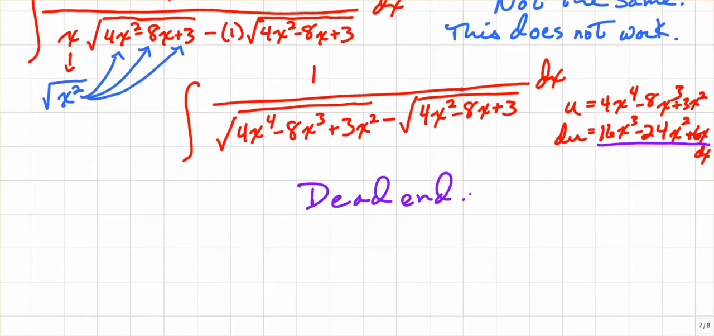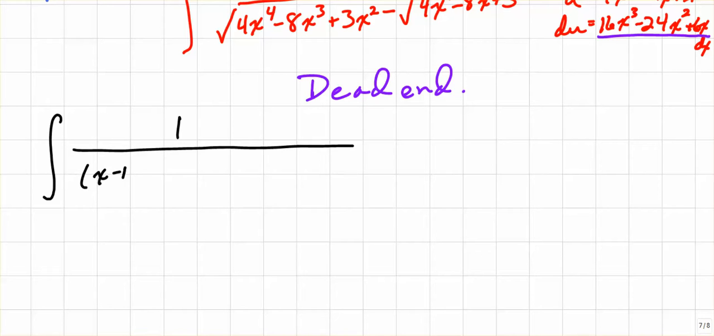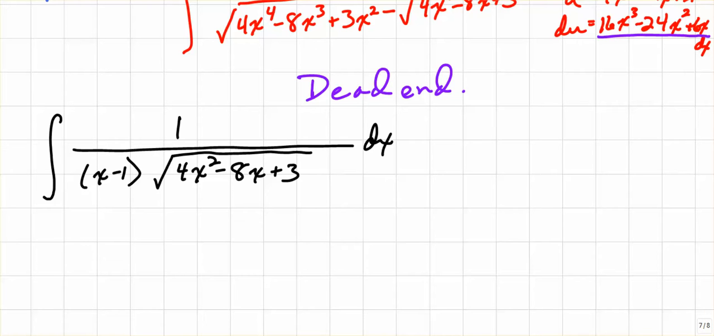So what to do? Well, once again, let's get creative in how we approach this. I'm going to rewrite the integral. Remember, it's the integral of 1 over the quantity x minus 1 times the square root of 4x squared minus 8x plus 3 dx. Now, as I said, we want to do some manipulation. So let's examine this thing right here, because this is what's problematic.